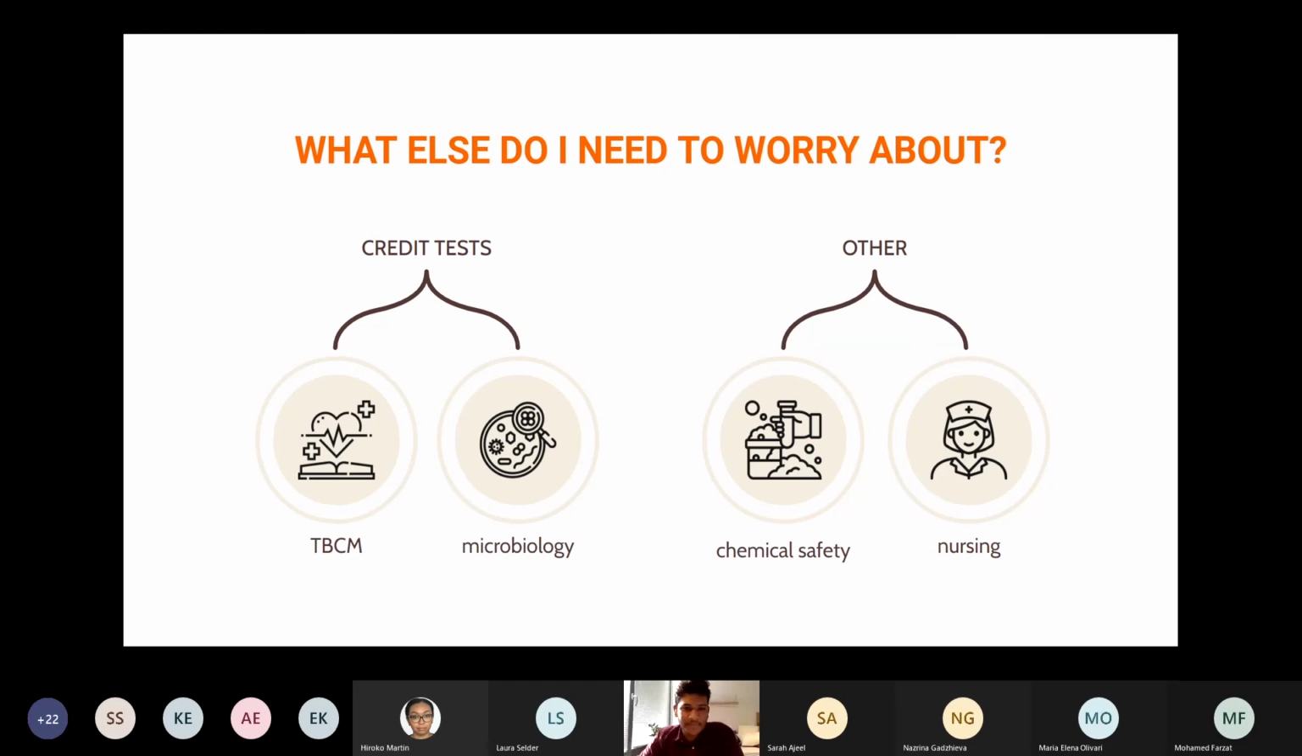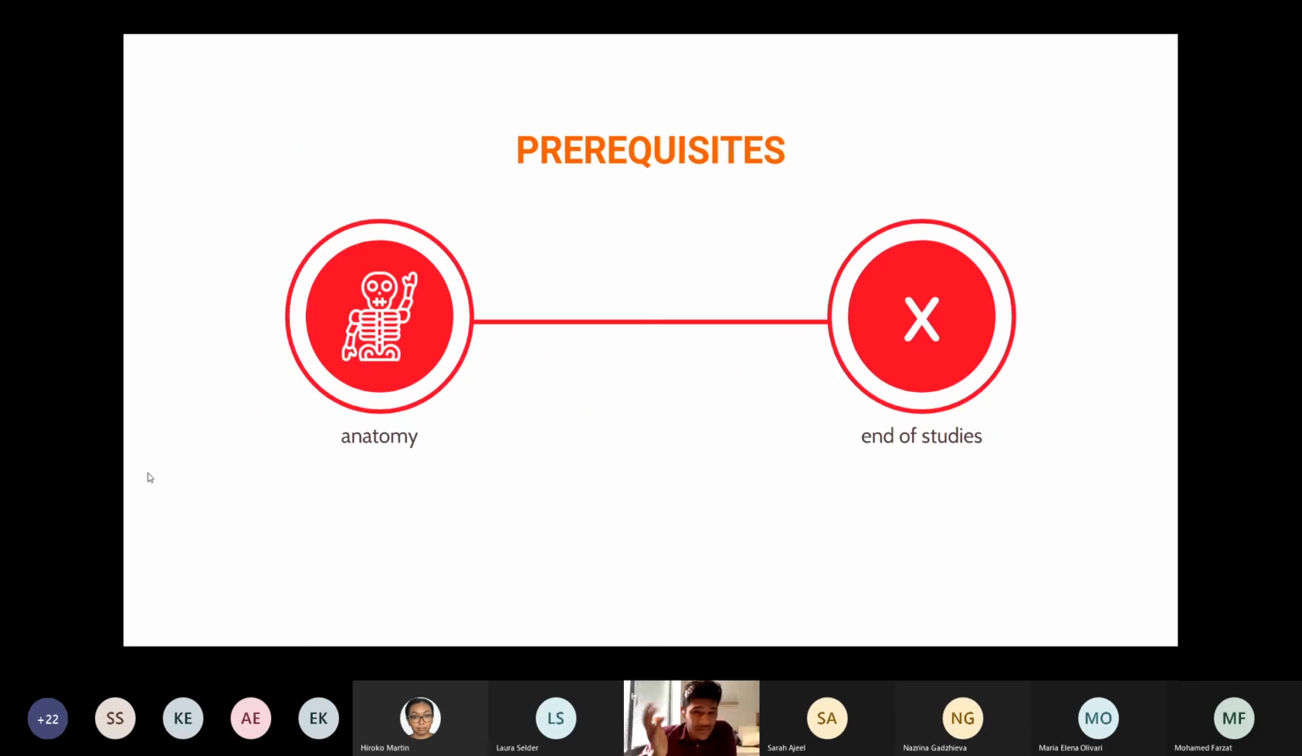Like I mentioned before, what else do you need to worry about? The credit tests, the theoretical basis. Microbiology, you have credit tests at the end of the semester. It's not too much of an issue. And chemical safety and nursing, it's not going to be a problem whatsoever. So yeah, moving on to prerequisites.